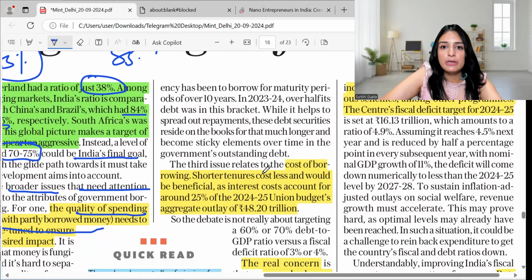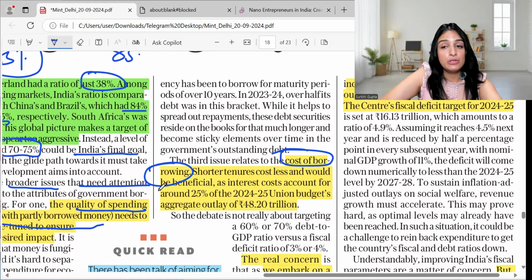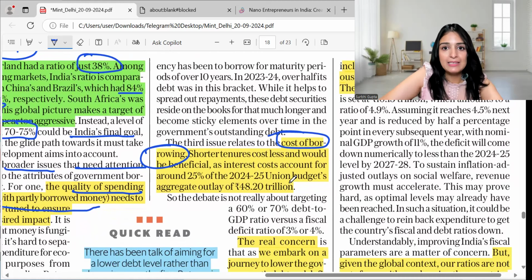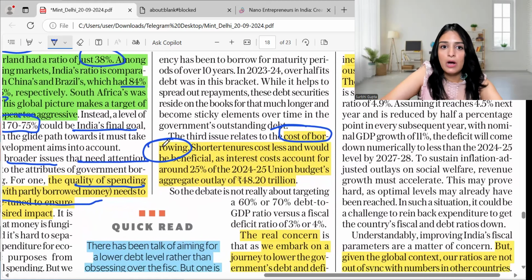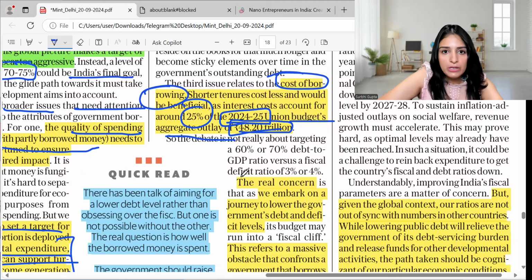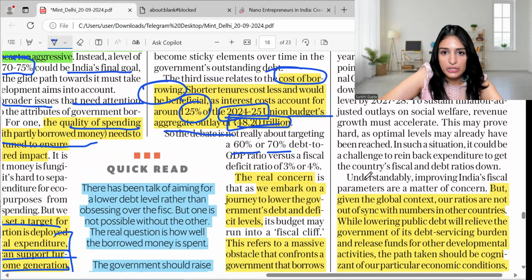The third issue is the cost of borrowing. We should take care about the cost of borrowing. Short tenures cost less and would be beneficial, as interest costs account for around 25% of the 2024-25 Union budget's aggregate outlay of 48.2 trillion.